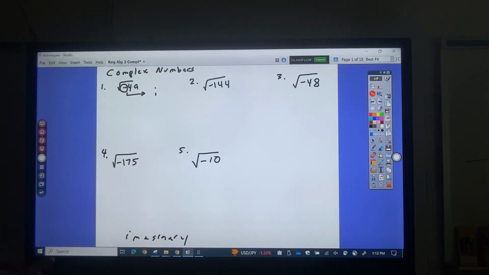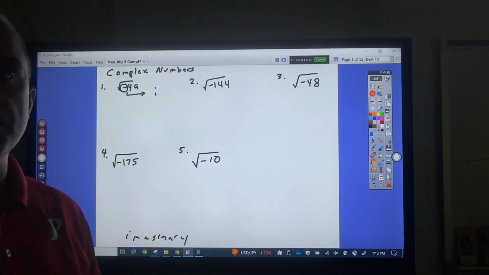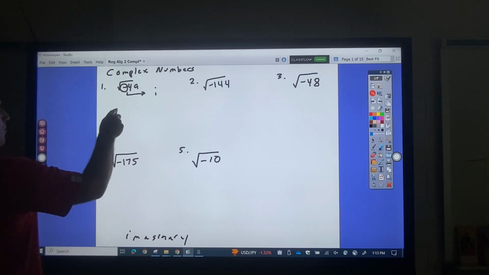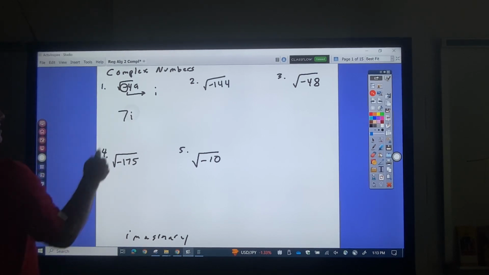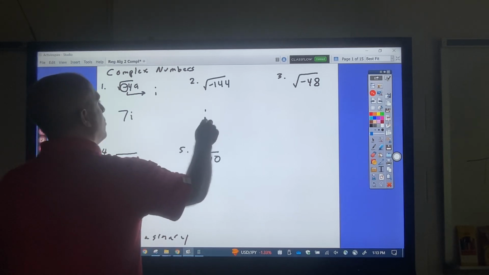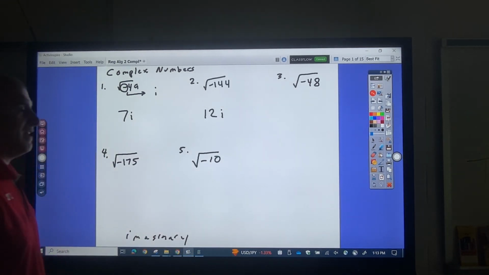When you're in Algebra 1, they talked about how you can't find a solution for a square root that has a negative in it. But the square root of negative 49 is 7, so that would be 7i. The square root of negative 144 would be 12, so now it's just 12i.